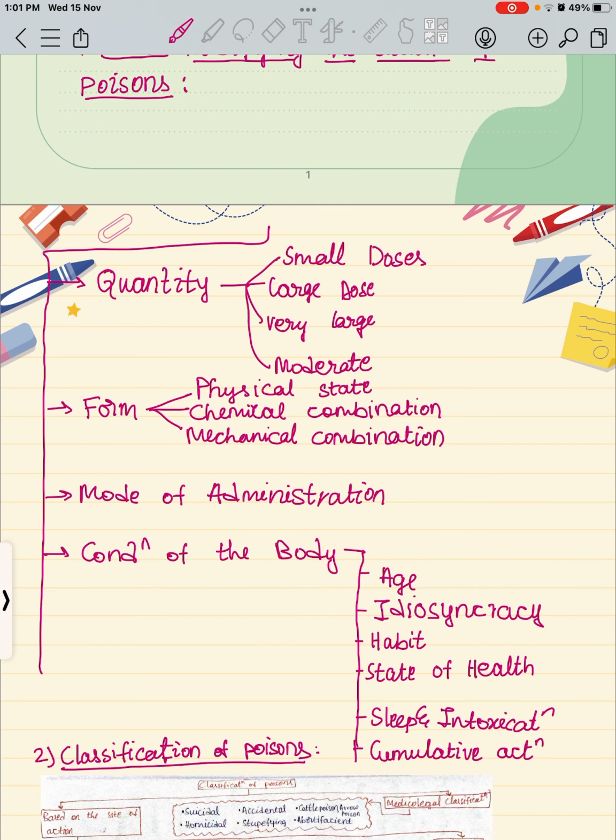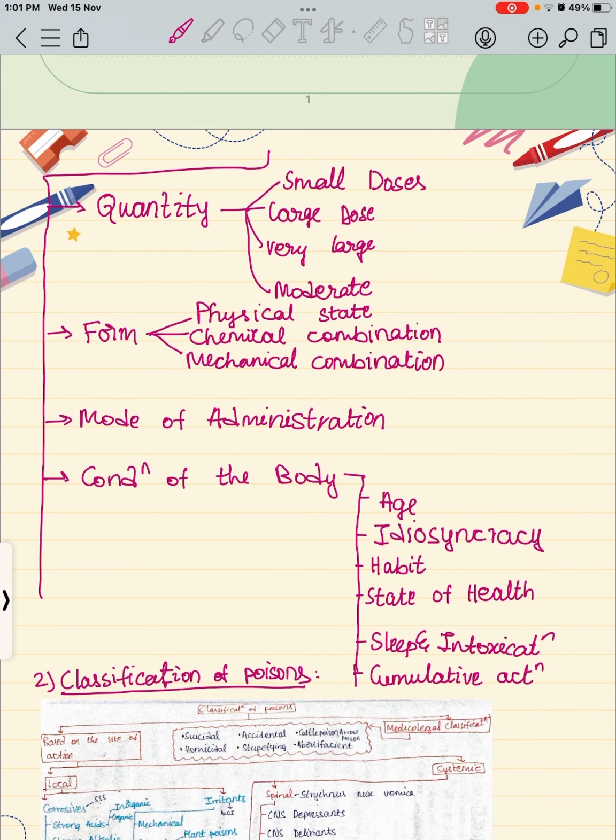Condition of body. Age: how age affects the action of poison. Poisons have greater effect at the two extremes of age. When infants and old age persons take the poison, there are higher chances that it could eliminate them. But when middle-aged people and adults take the poison, it causes less effect on them.